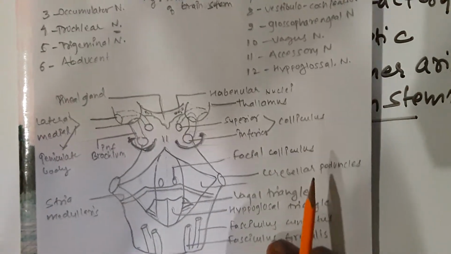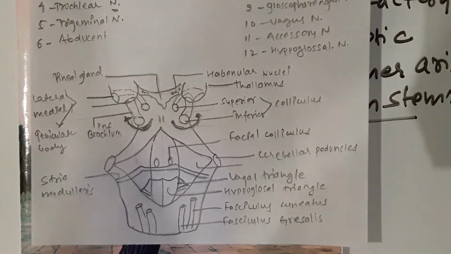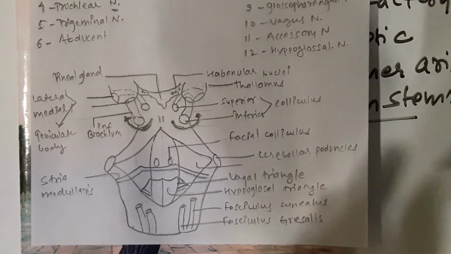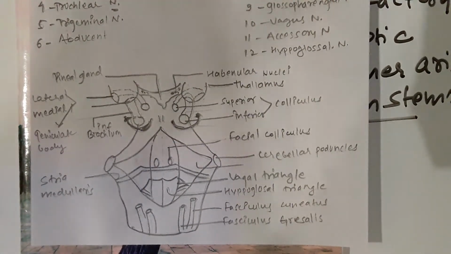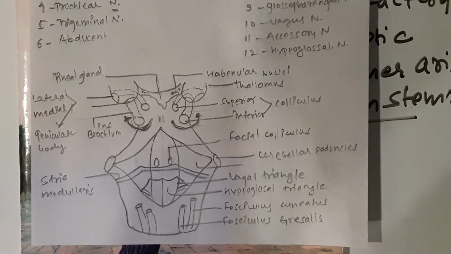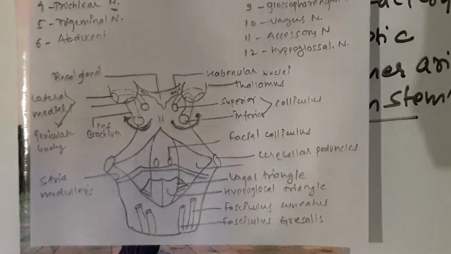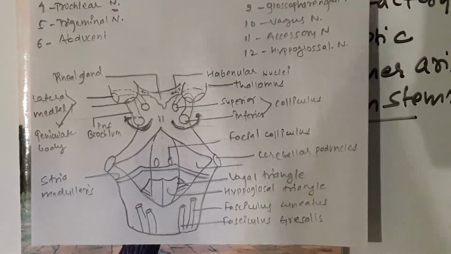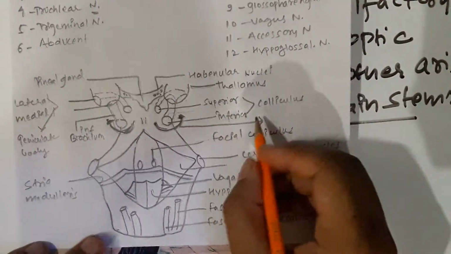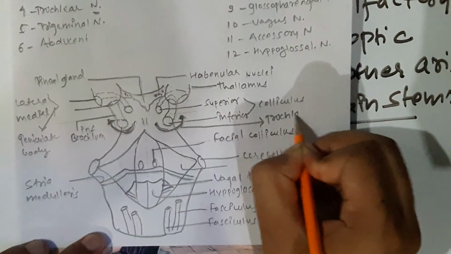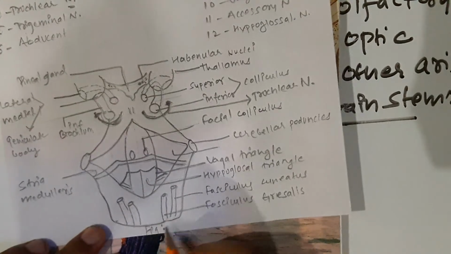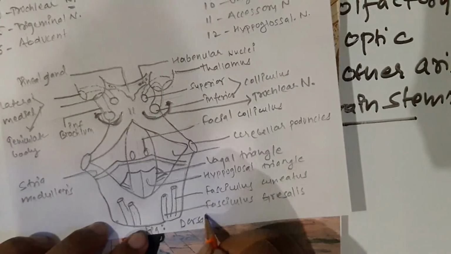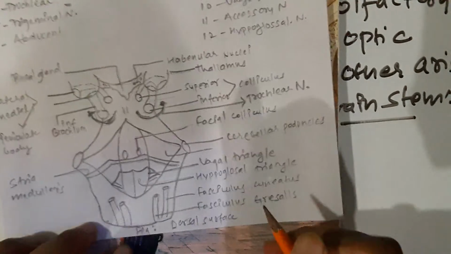So this is the figure, and try to remember it. It will help you a lot to remember the external features. As I told you, a figure is worth 1000 words, and it will be a good source of marks when you write an answer if you include these figures. And this one is the trochlear nerve, arising from the dorsal surface of the brainstem.